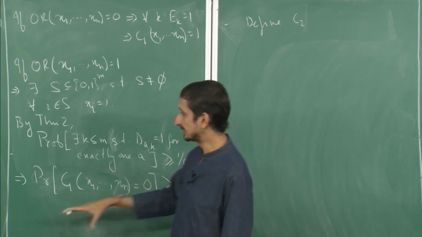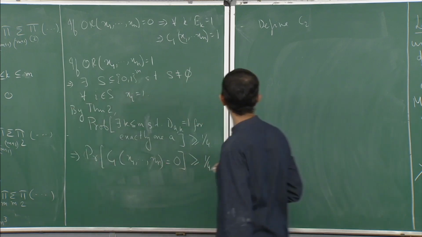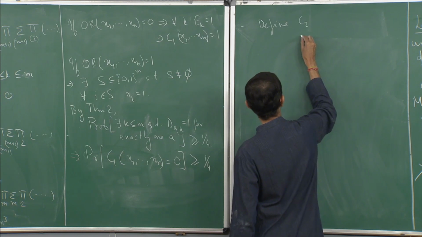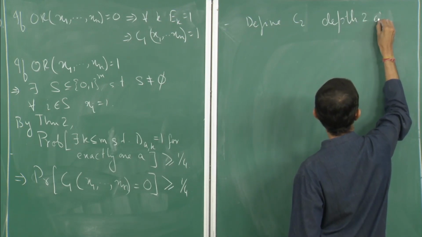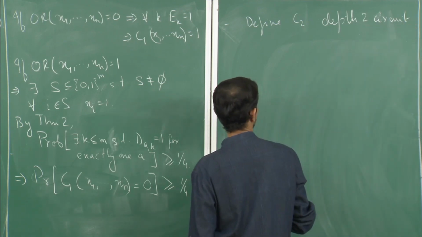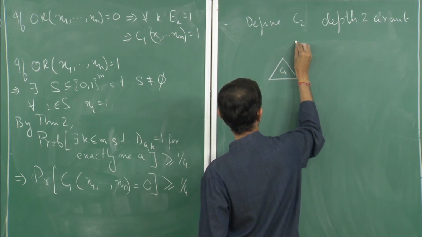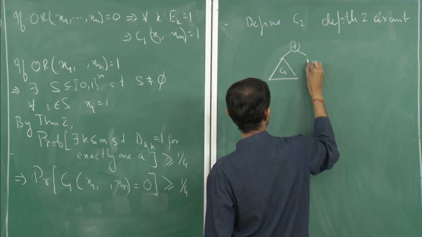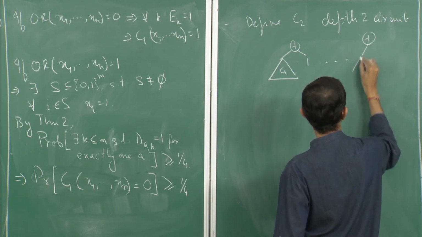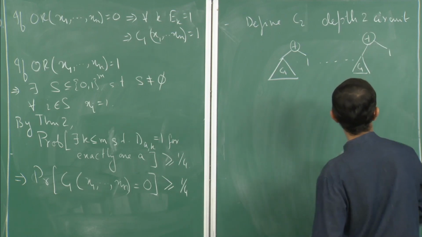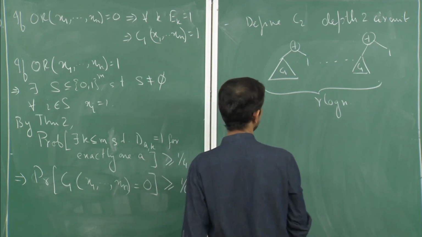One more point is that the circuit C1 that we have currently has depth 5, but using the earlier observation, I can bring it down to depth 2. So I will define C2 to be a depth 2 circuit. What does it do? It takes C1, has a parity gate at the top, takes one more one, and takes r log n many copies of it. Okay, so this is my C2.